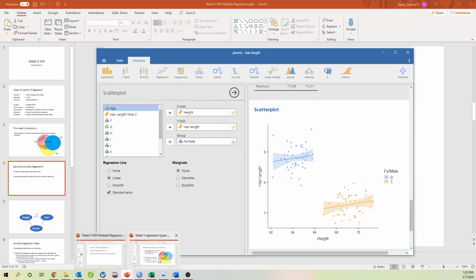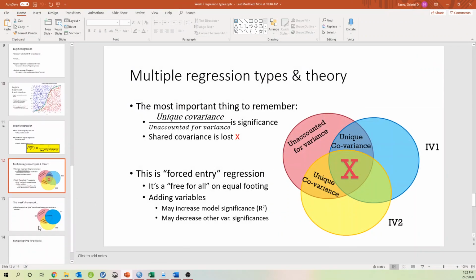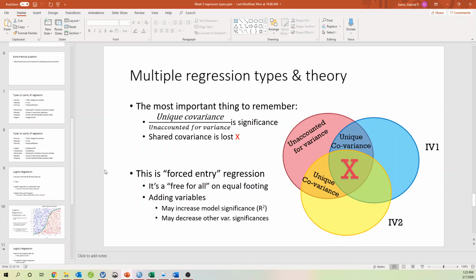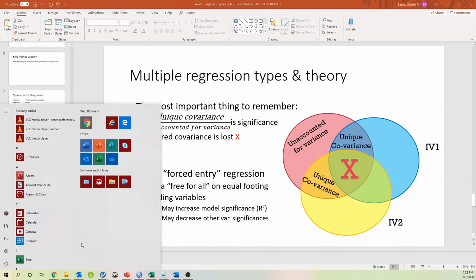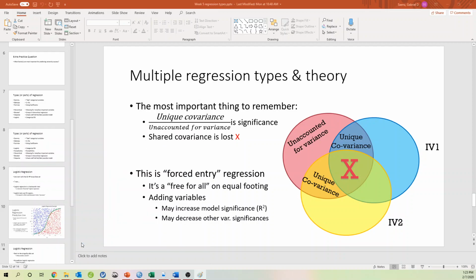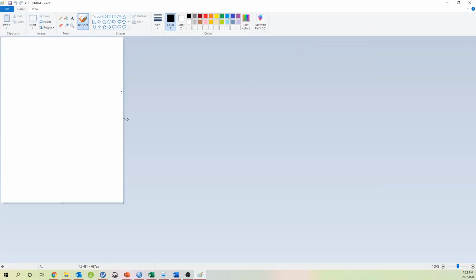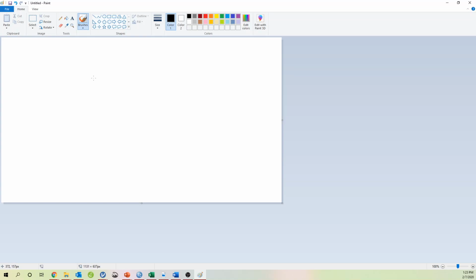So if I was to show you a graph of that, it might look, I can't really adjust it. Let's just do it in Paint. Do a quick Paint thing. It might look something like this. So here's our independent variable.